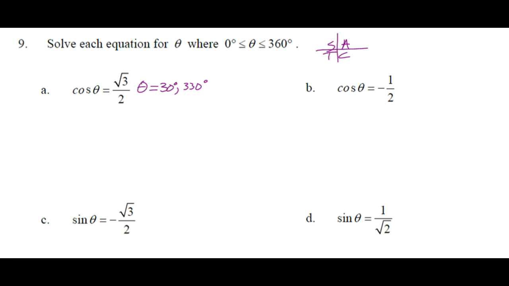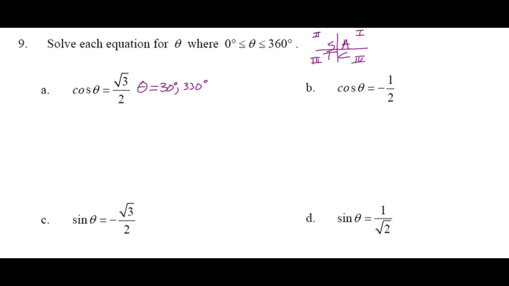Okay, so where is cosine positive? Okay, quadrant 1 and 4. So remember the quadrants, right? 1, 2, 3, and IV. It's as easy as 1, 2, 3, IV. Okay, so we know that we need to be in the first quadrant or the fourth quadrant.